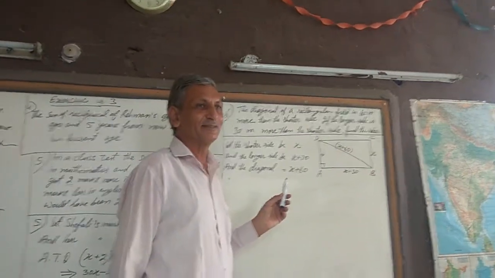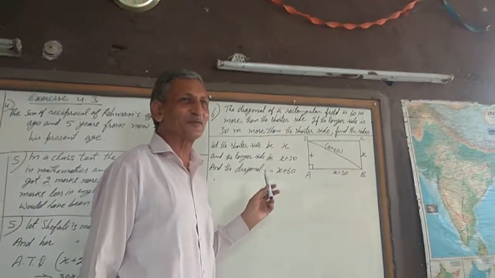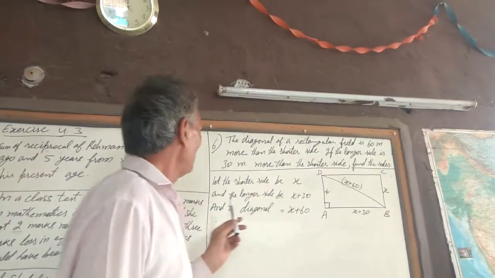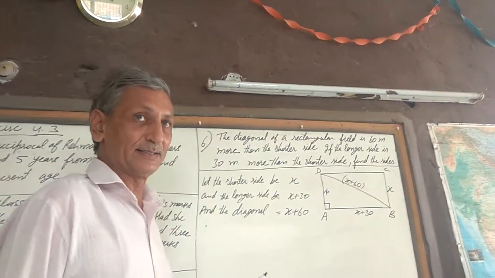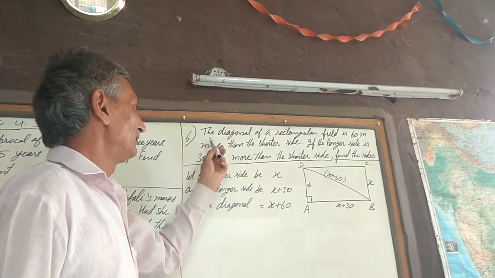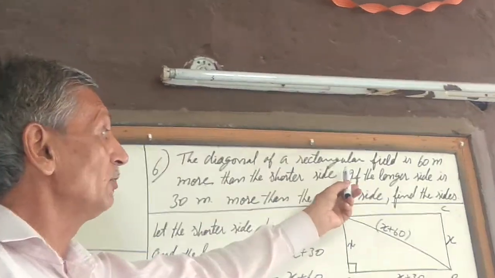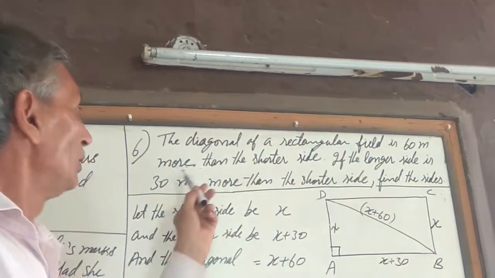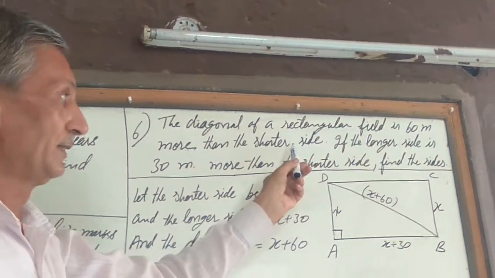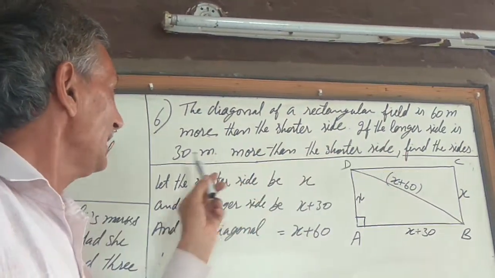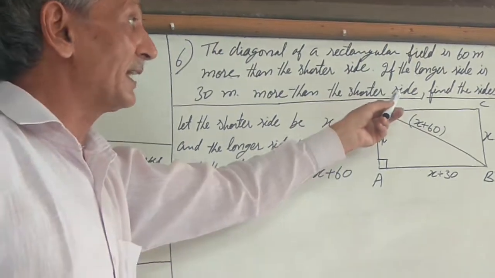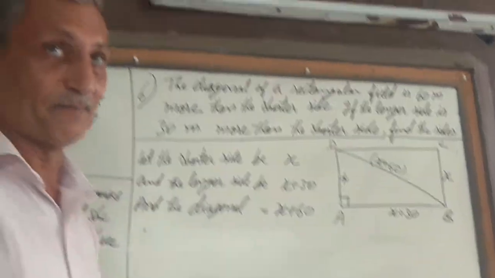Well, we have taken up exercise 4.3 and we are solving sum number 6. Let's read out the sum. The diagonal of a rectangular field is 60 meter more than the shorter side. If the longer side is 30 meter more than the shorter side, find the sides.